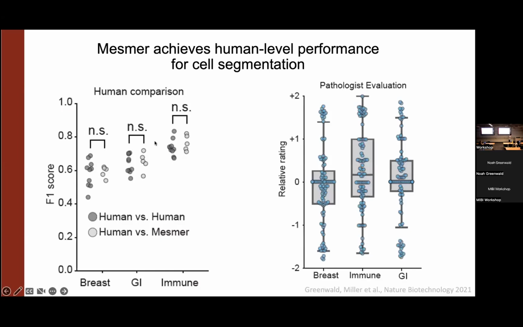We also asked some pathologists to evaluate which one they prefer, the one from Mesmer or the one from the human, without telling the pathologist which was which. You can see that their scores are all centered around 0, meaning they didn't have a preference for the humans or the Mesmer predictions. So that's another validation that what we're doing is actually performing as well as humans in this task.